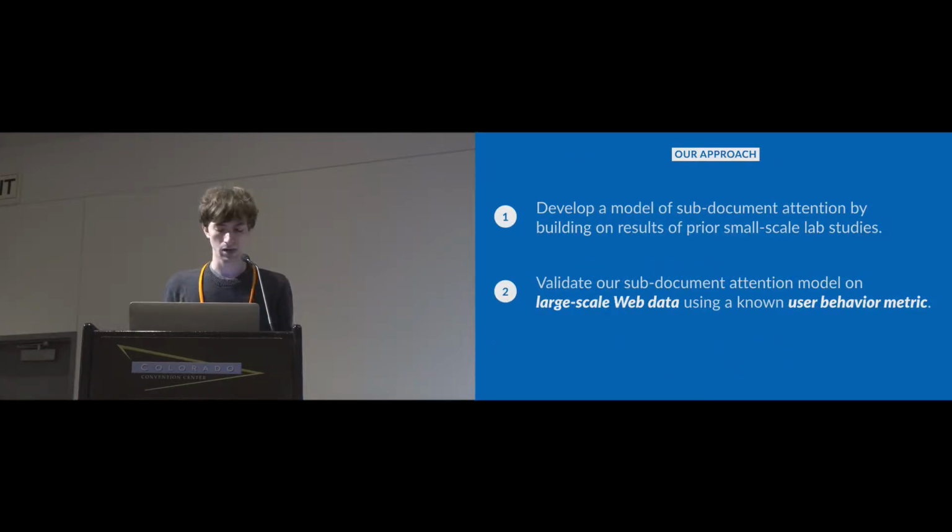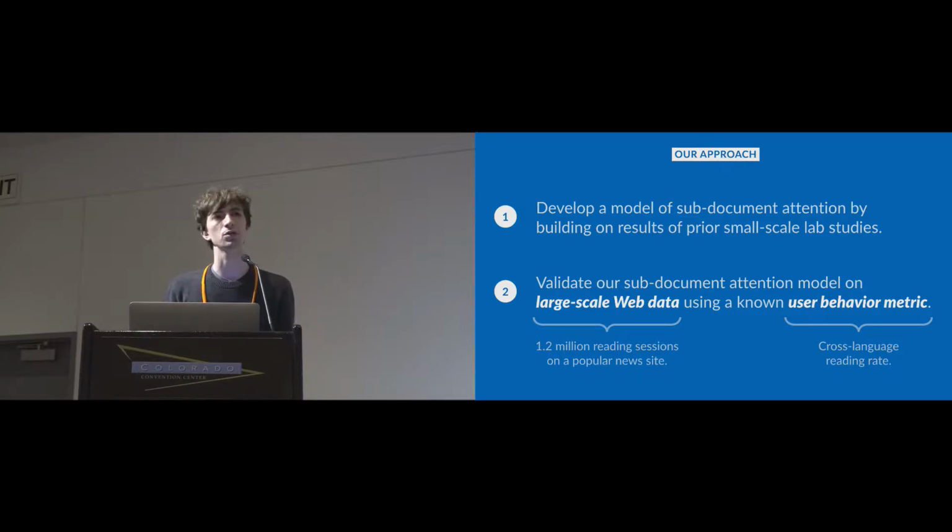So here's our approach. First, we're going to develop a model of sub-document attention that exploits prior research on attention and small-scale lab studies, builds on these studies, and helps inform our knowledge of attention online. And second, we're going to validate this model. I would love to make sure that this model works on large amounts of data, many users. So being able to validate on large data sets of real-world users is important. And this is exactly what we do with a large data set of reading users. We use a metric that we know about users to validate, and this is cross-language reading rate. I'll talk about this in a moment.